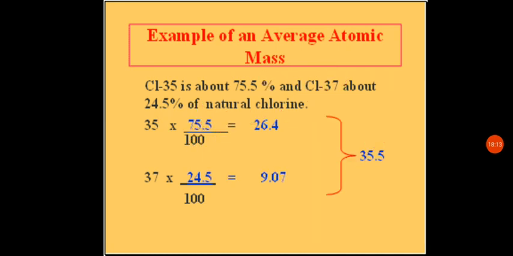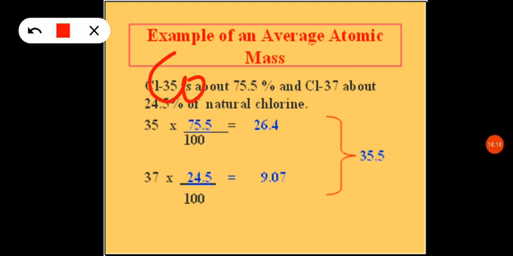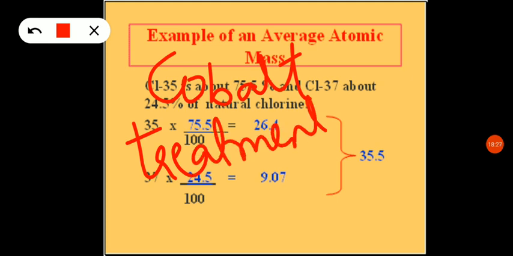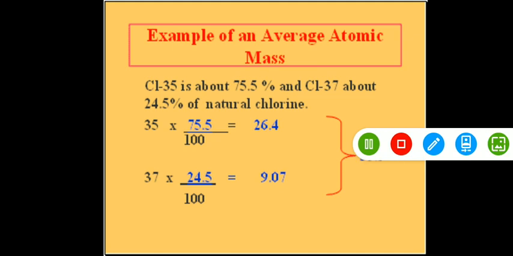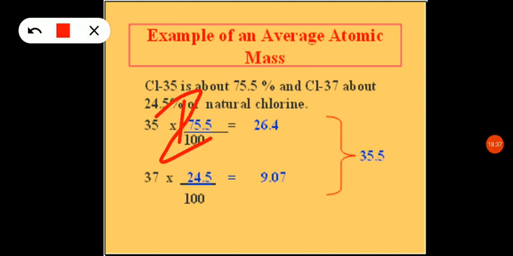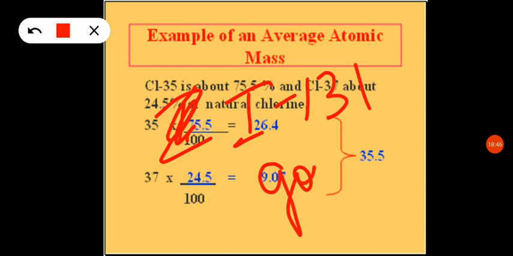And one more isotope, the isotope of cobalt. It is used in the treatment of cancer. And one more isotope, that is the isotope of iodine. Iodine 131 is used in the treatment of goiter. So these are some of the applications of the isotopes.